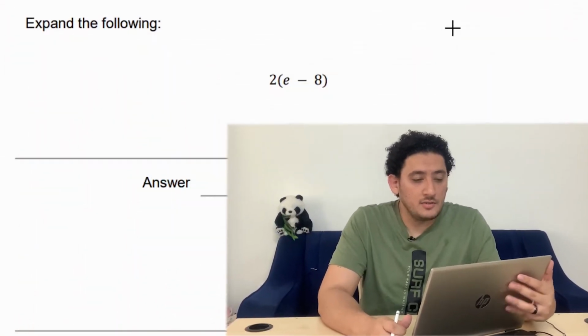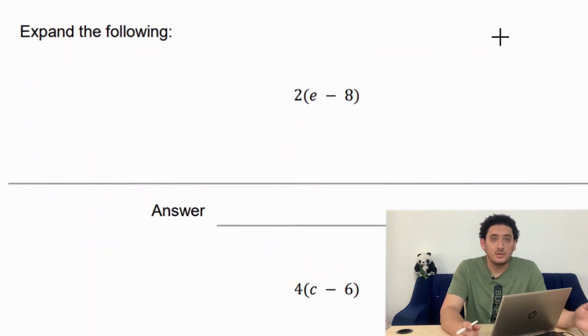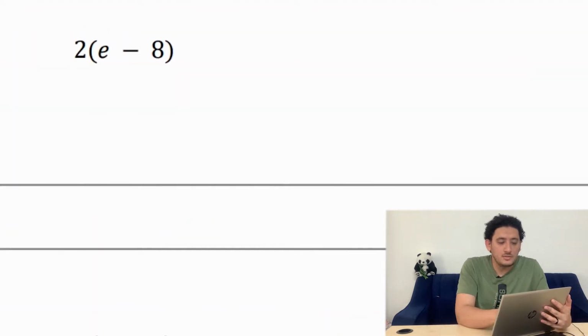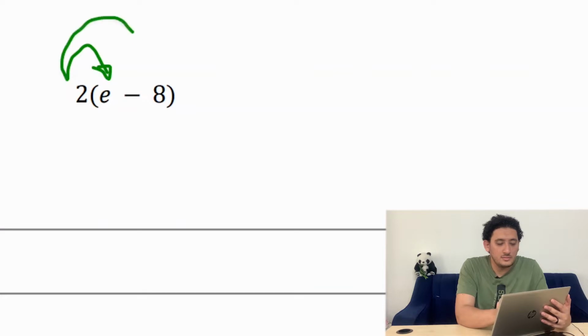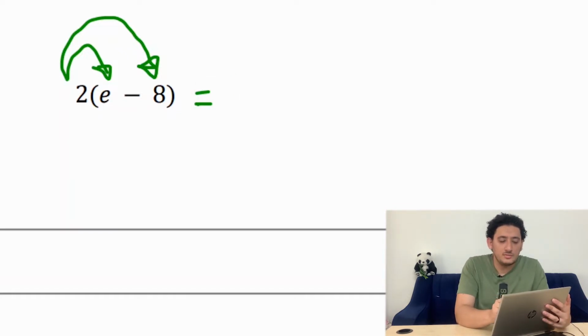by an expression. Like this example, 2 multiply e minus 8. If we want to expand this expression, we need to distribute the multiplication. 2 is multiplied by the whole expression, e minus 8, not only by e. So we are going to multiply 2 by e and 2 by 8 and take care of the signs, if there is negative or positive. So when I say 2 multiply e, it's 2e.